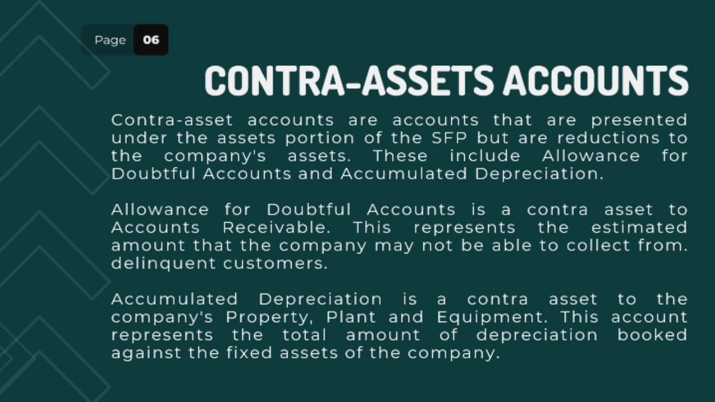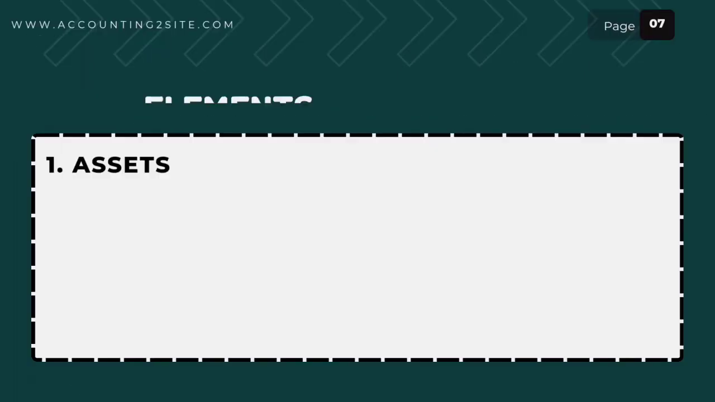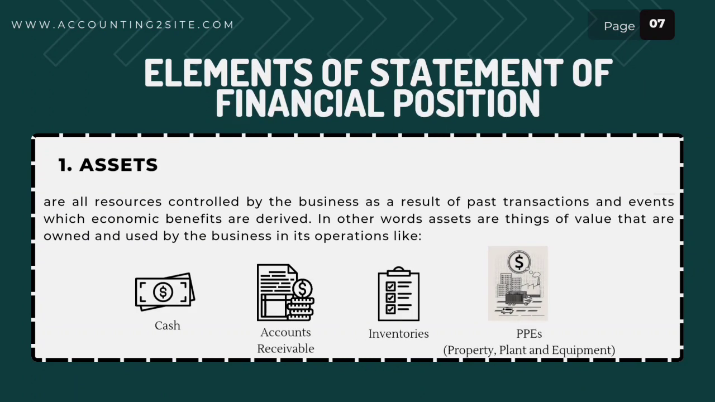Second is the accumulated depreciation. It is a contra-asset to the company's property, plant, and equipment. This account represents the total amount of depreciation booked against the fixed assets of the company. Examples of fixed assets include land, machinery, buildings, furniture, and other tangible assets. In the next slides, we will talk about the three elements of the Statement of Financial Position. These are the assets, liabilities, and owner's equity.